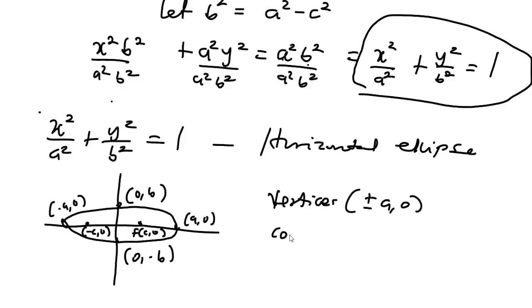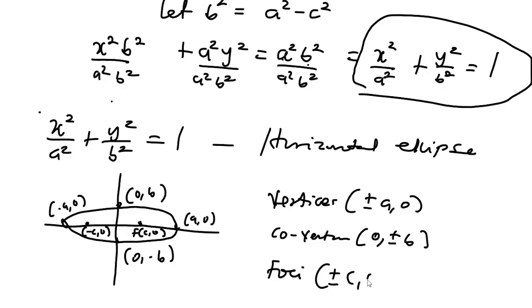Then our co-vertex will be 0, plus or minus b. Then the foci, since it lies on the horizontal axis, means that our two foci will lie on what? The horizontal axis. So it means that we're going to get plus or minus what? c, 0. Yes, if it is in that form, that is that. Always a should be greater than what? a should be greater than b.